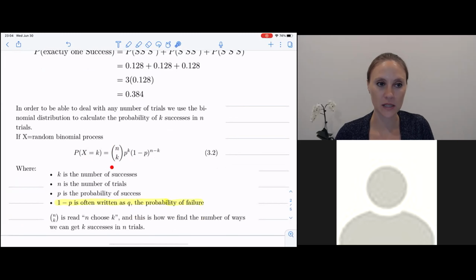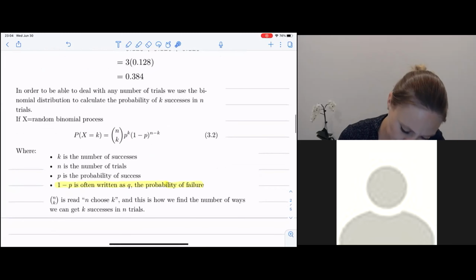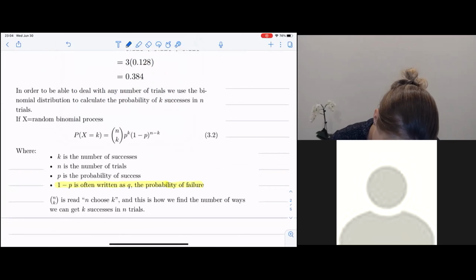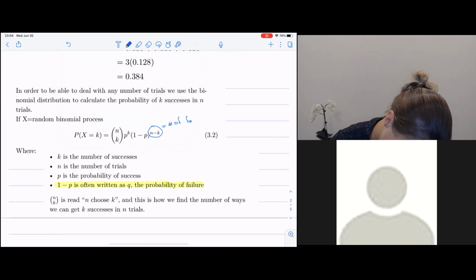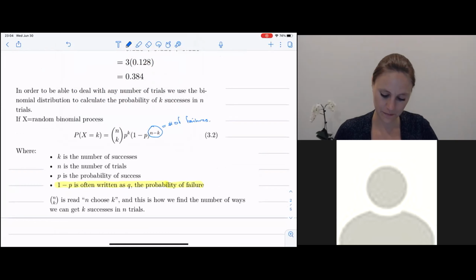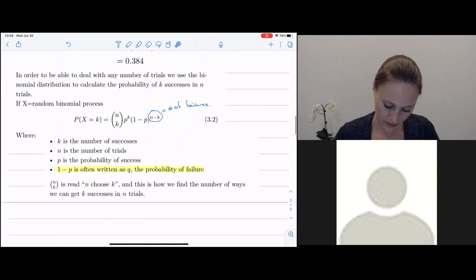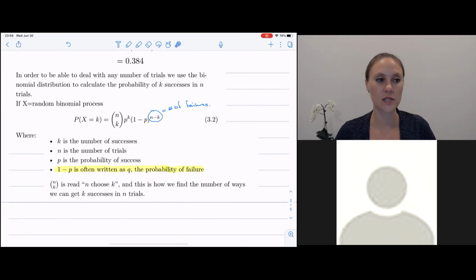So I want to spend a little bit of time, but before I do that, n minus k is the number of failures, in case you don't see that right away. Okay, so n choose k, how does it work? What does it do? I'm not going to use the formula that's behind it. I'm just going to use your calculator, because any scientific calculator that you can get your hands on will have a choose function.